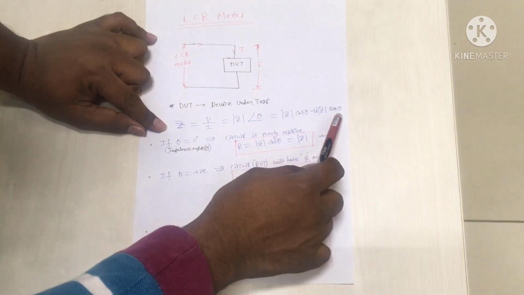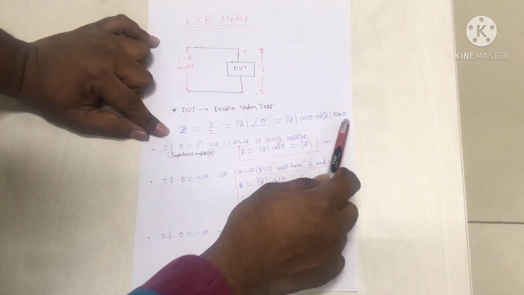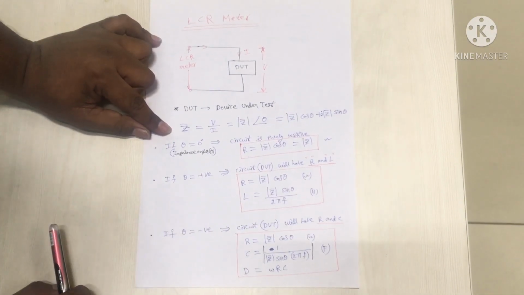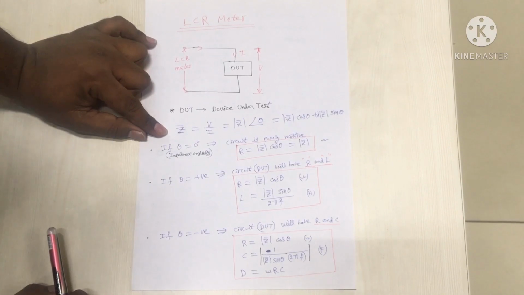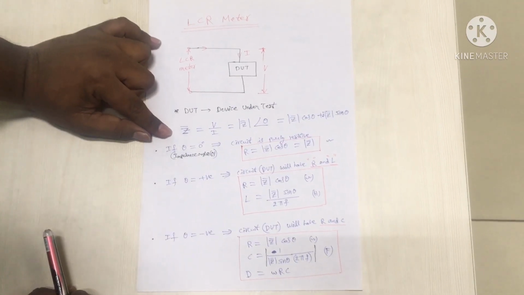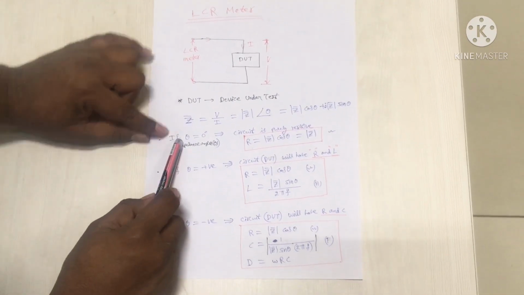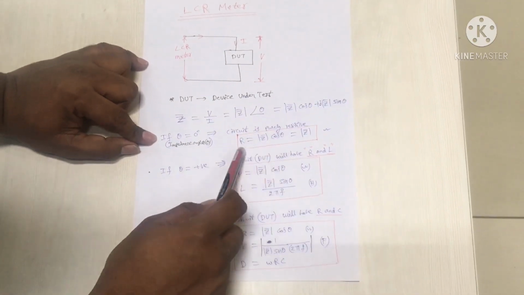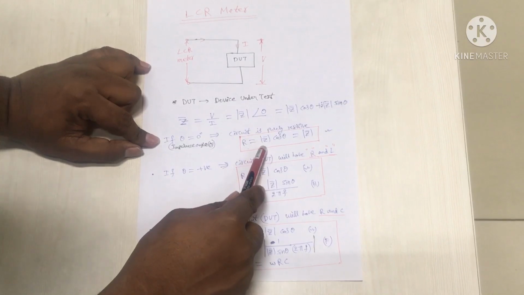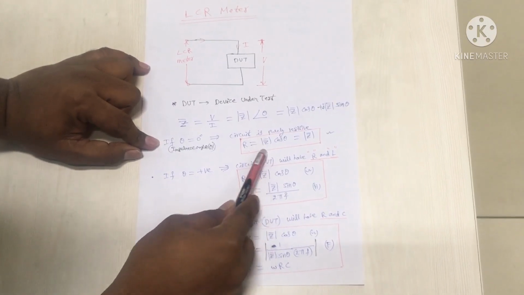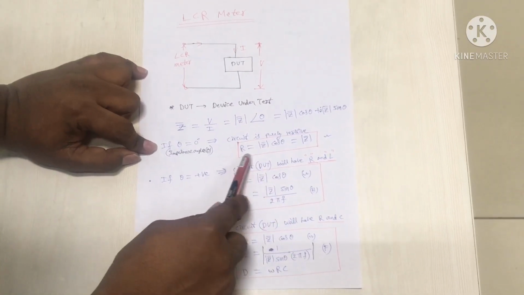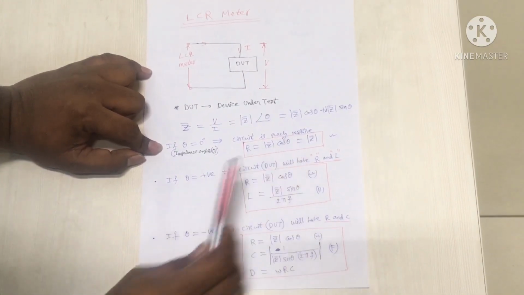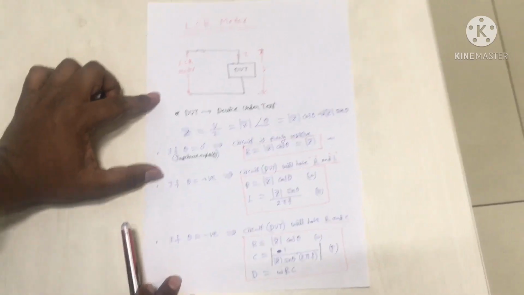If the impedance angle is negative, then it will give minus Z sin theta, which means it will give the capacitive reactance. If theta is 0 degrees, then the circuit is purely resistive, and that resistance we can find by using the expression R equals Z cos theta. When theta is equal to 0, it is equal to the magnitude of impedance.